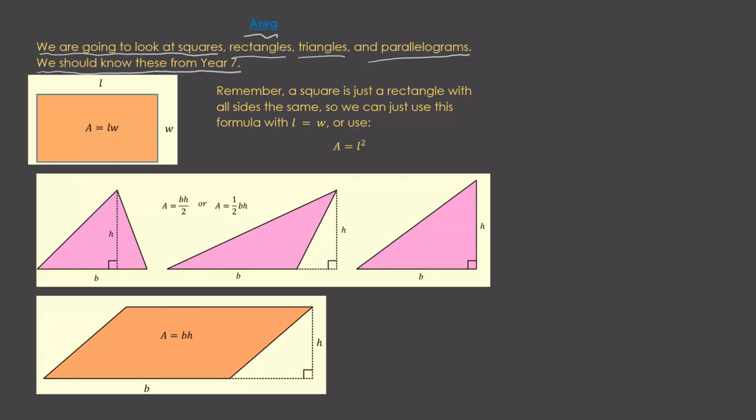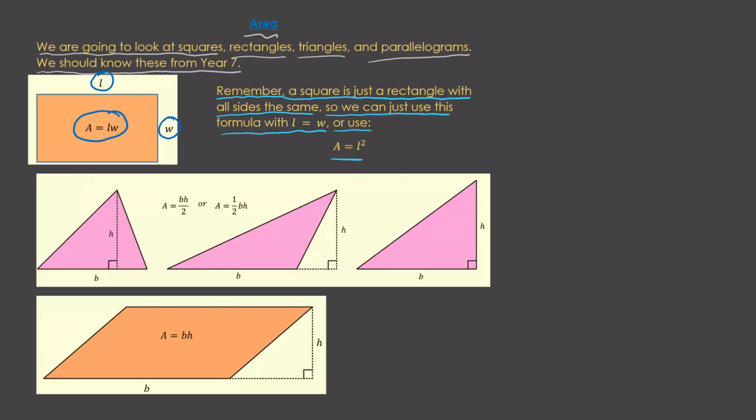So if we look at a rectangle, if a rectangle has a length L and a width W, then the area is just length times width. Remember that a square is just a rectangle with all of the sides the same. So we can just use this formula with L equals W, or use A is equal to L squared. It's up to you.